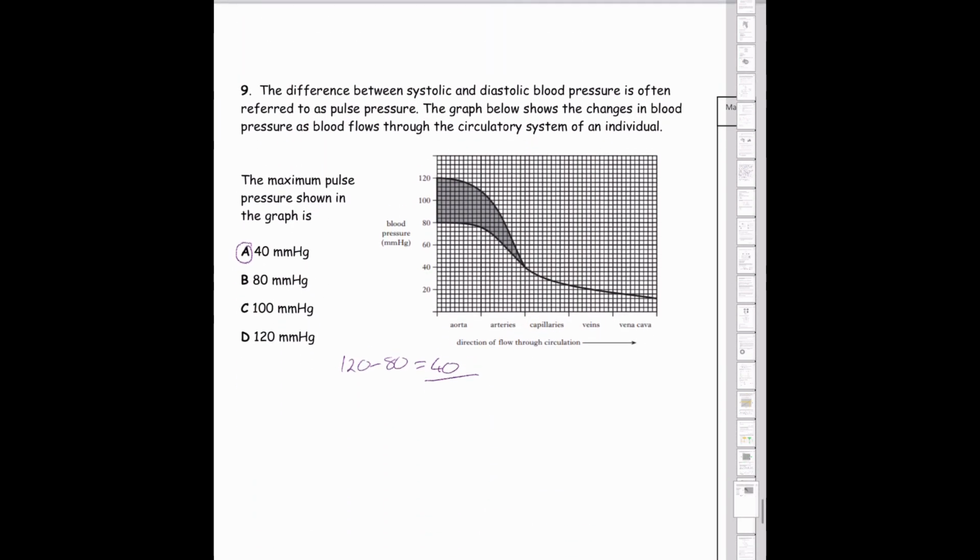And then number 9, the difference between systolic and diastolic blood pressure is often referred to as pulse pressure. The graph shows the changes in blood pressure as blood flows through the circulatory system. The maximum pulse pressure shown on the graph is, so that would be the point where there is the greatest difference between the systolic and the diastolic. So that's right at the start here. There we go, and 120 minus 80 is 40, so that gives us the answer A.